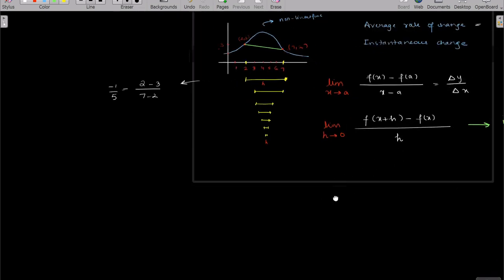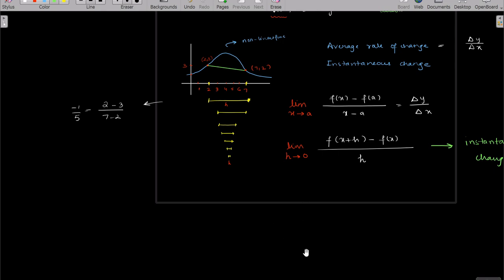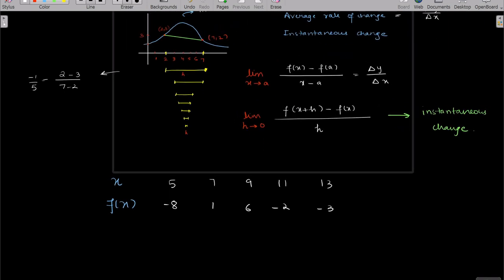Okay, Anika, and now we'll see how to find out the limits of functions. Let's say that we have some data given to us in tabular form. There is a function and the values are like 5, -8, 7, 1, 9, 6, 11, -2, 13, -3, and we have to find out the instantaneous change when x is equal to 8.